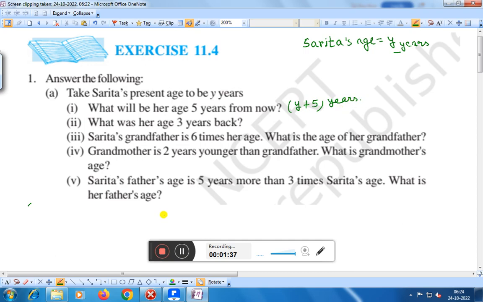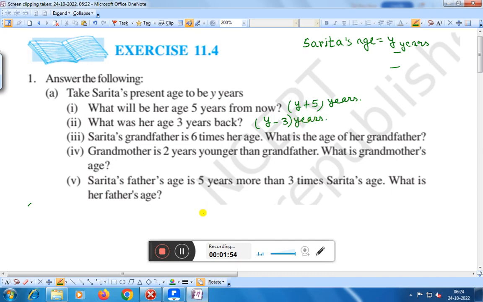Now, question number 2. What was her age 3 years back? The present age is y. Therefore, 3 years back means her age will be y minus 3 years. Right?